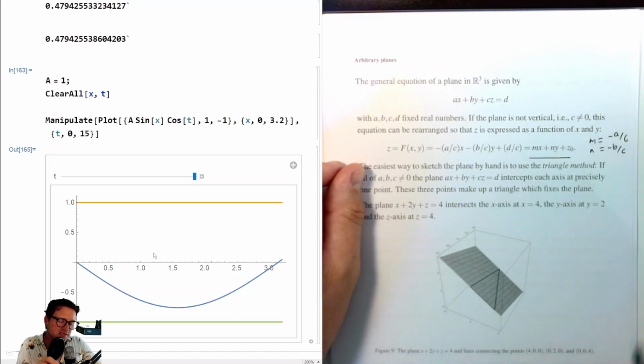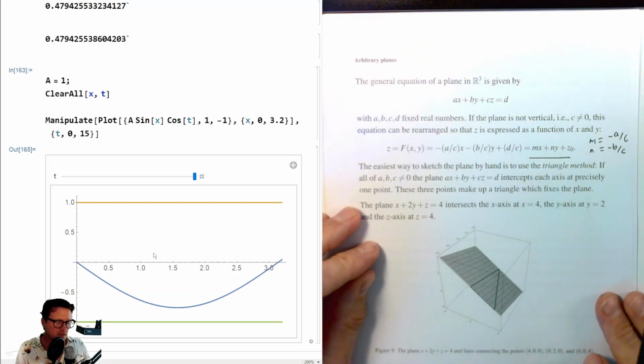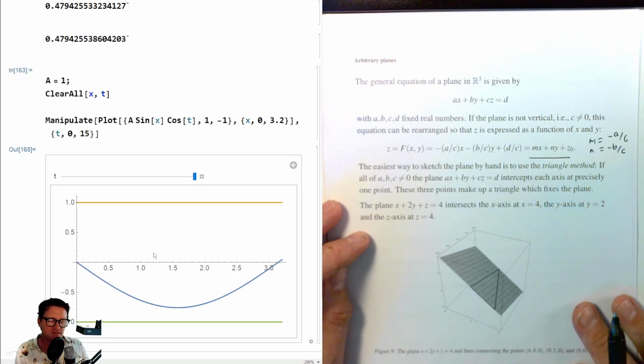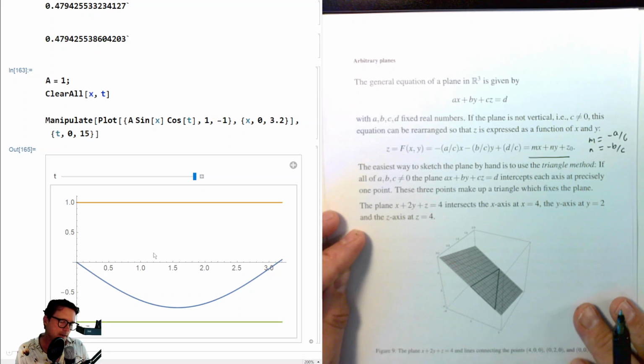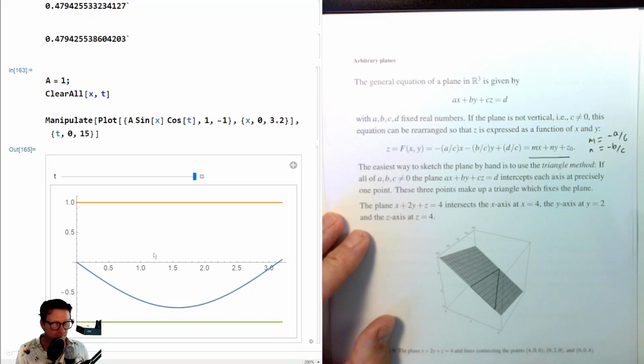So that's when you know that c is not equal to 0, or in other words, if the plane's not vertical. The easiest way to sketch the plane by hand is the triangle method. So in the triangle method, we find 3 points that are on the axes because that's really easy to find and to plot. And then we draw a triangle between those 3 points and then imagine the plane that passes through those 3 points.